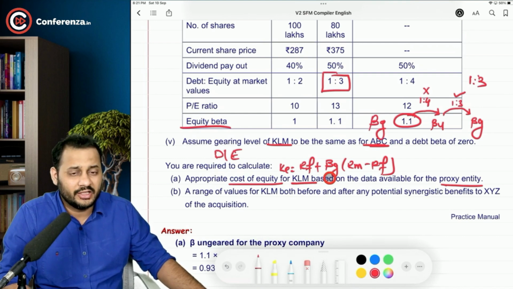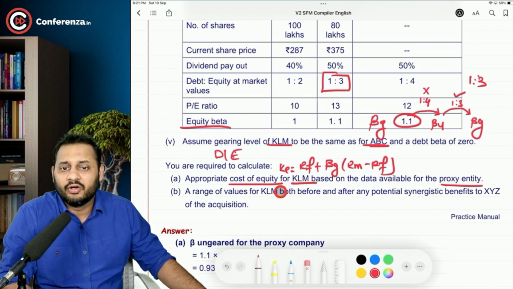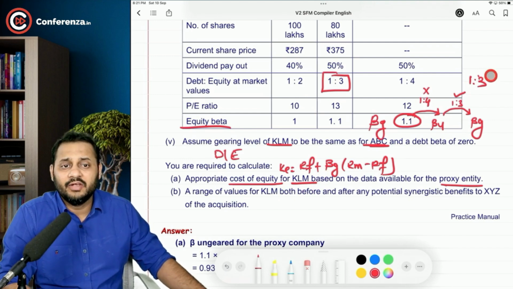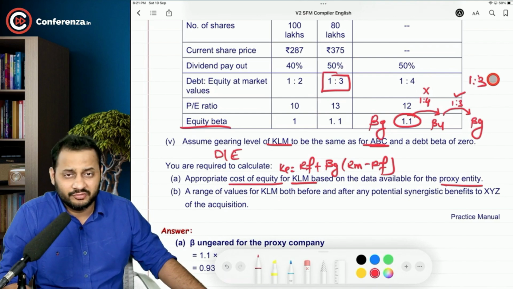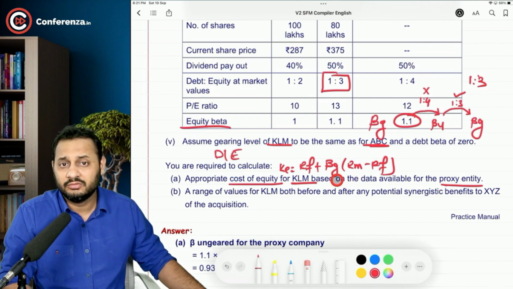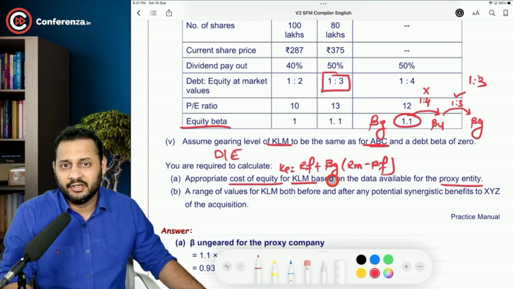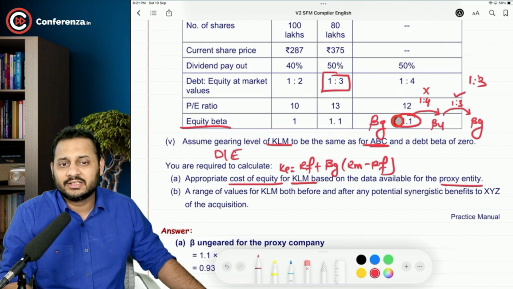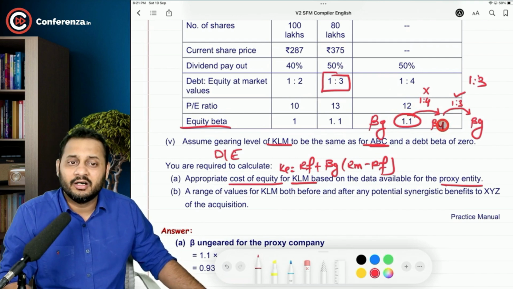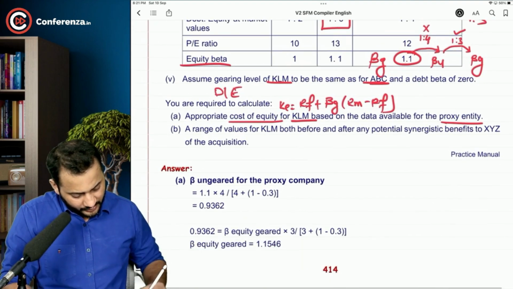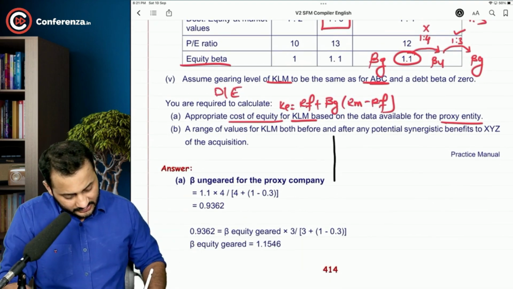Now the first question that you can ask is, why do we need geared beta for calculating cost of equity of KLM? Geared beta is required always if we have debt in the company. If we have zero debt in the company, then we will use the ungeared beta or asset beta. Okay, so it's very much clear that we need geared beta. But this 1.1 of the geared beta cannot be used, because this 1.1 includes the 1:4 debt ratio. So let's convert the geared beta to ungeared and then ungeared back to geared. Okay, so the simple procedure I'm going to write down once again. It is given here, but just follow the process.